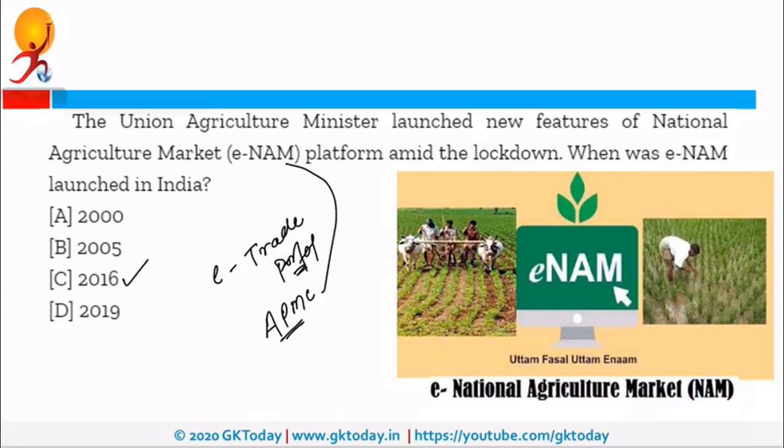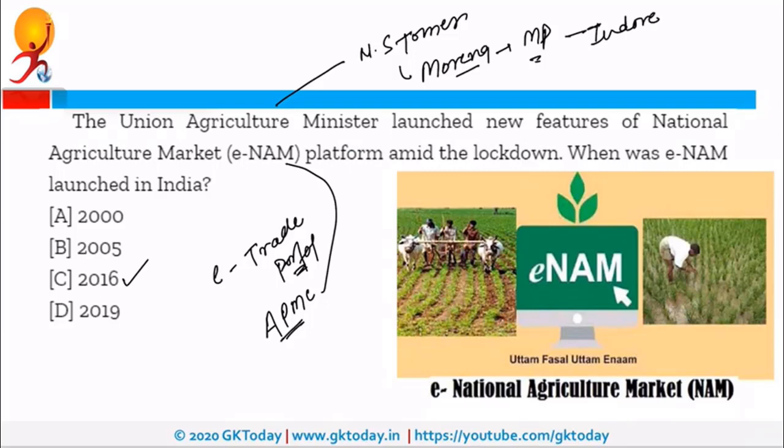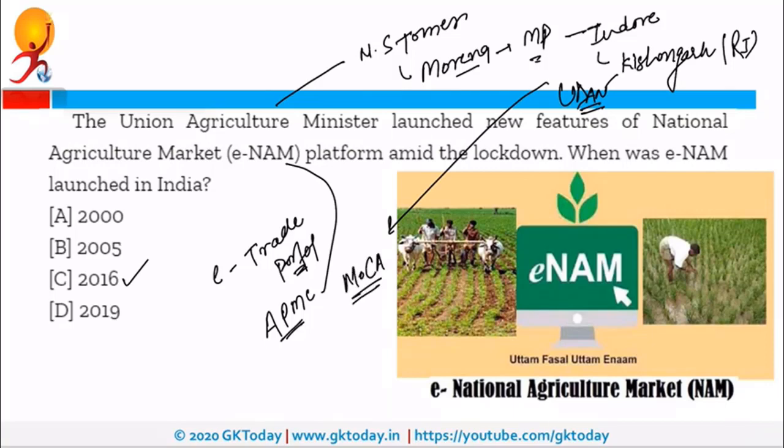Now, if we talk about Union Agriculture Minister, present minister is Mr. Narendra Singh Tomar. His constituency is Morena. It is in Madhya Pradesh, and recently Indore in Madhya Pradesh was in news as it has been connected to Kishangarh in Rajasthan under Udan scheme. Udan stands for Ude Desh Ka Aam Nagrik. So it is a scheme of Ministry of Civil Aviation.